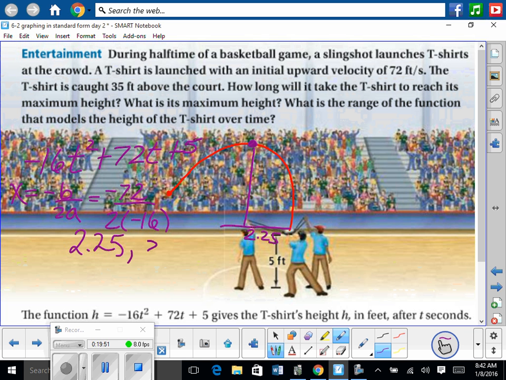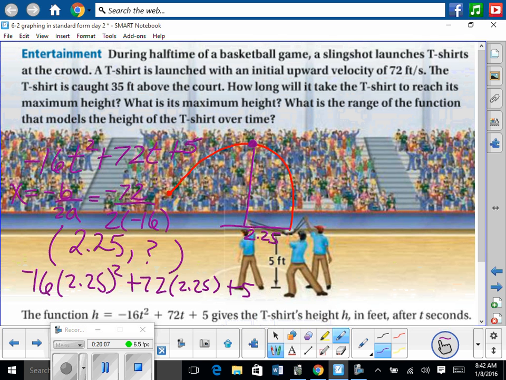Well, we want to know how high. So we plug in at 2.25, how high is our function? So you're plugging it in. Negative 16 times 2.25 squared plus 72 times 2.25 and then plus 5. So I'm going to calculate that. So it's 86. So we have got 2.25 comma 86. You guys all know how I'm getting this, right? So it's up at 86 feet.